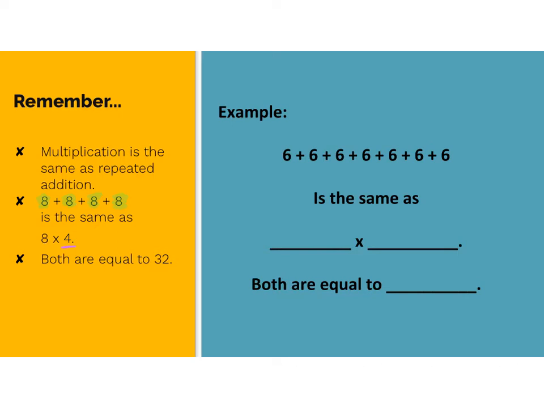So if we look at the example on the right, we're adding 6, 1, 2, 3, 4, 5, 6, 7 times. So this is the same as 6 times 7. And both are equal to 42.